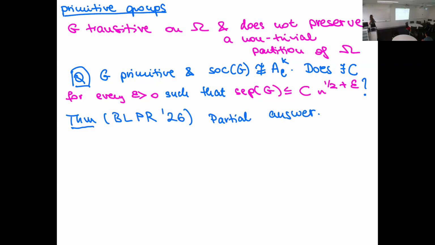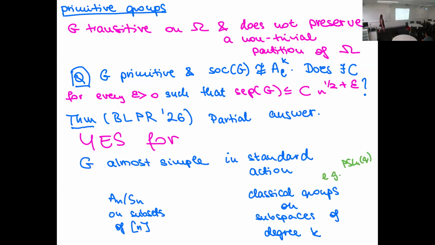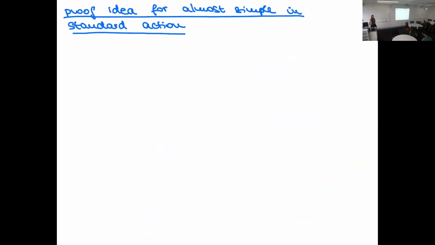And to this question, we have a partial answer from our result. Our partial answer says that it is a yes for some of them. And these some of them are almost simple groups in standard action. So you can think of that as A_n or S_n acting on subsets of the numbers 1 to n, or you can think of them as classical groups acting on subspaces of degree k. So for example, PSL_dq, which is basically just all of the invertible matrices over a finite field. And I can show you a proof idea for this standard action.